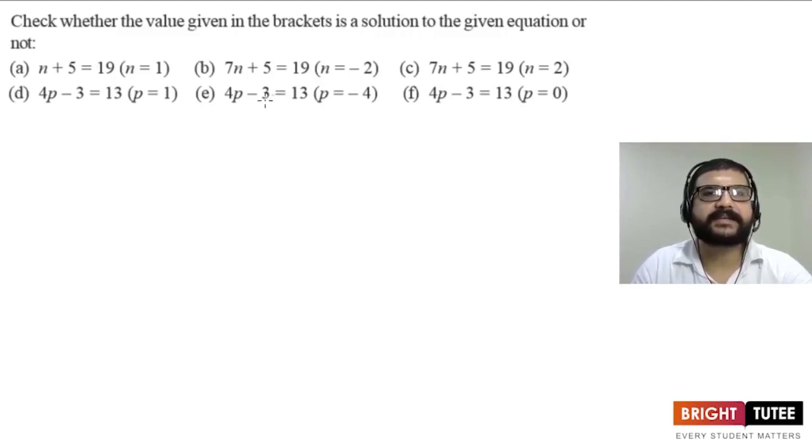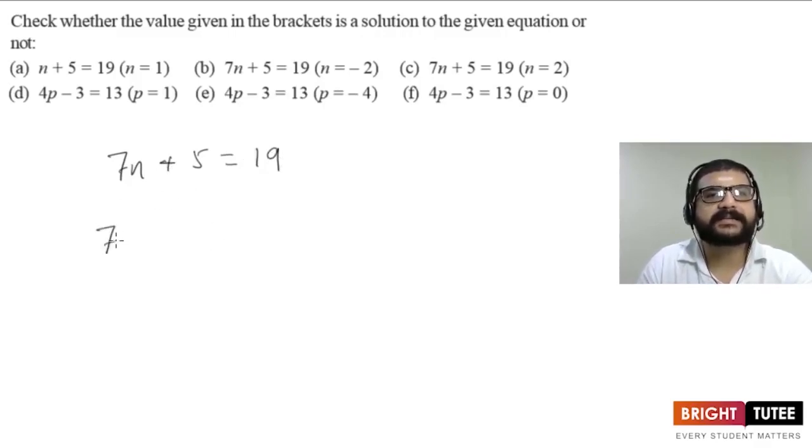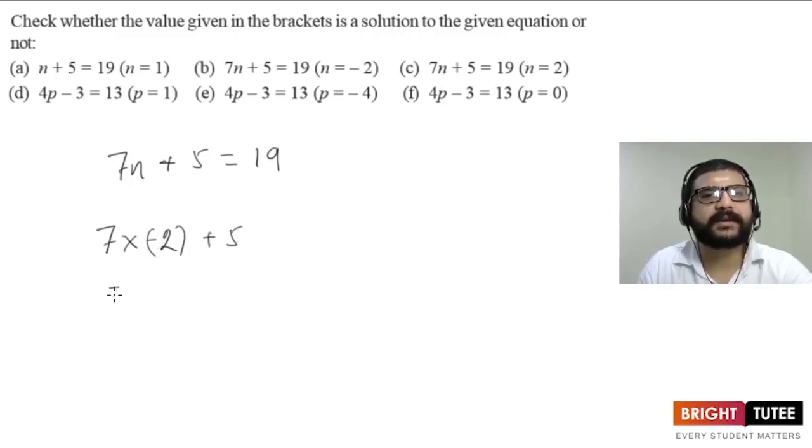Now let's see the second equation. It is 7n plus 5 is equal to 19, and the value of n is given as minus 2. Let's substitute it here. We will get 7 into minus 2 plus 5. Now 7 into minus 2 is equal to minus 14, and then we have plus 5. Now minus 14 plus 5, this will be equal to minus 9.